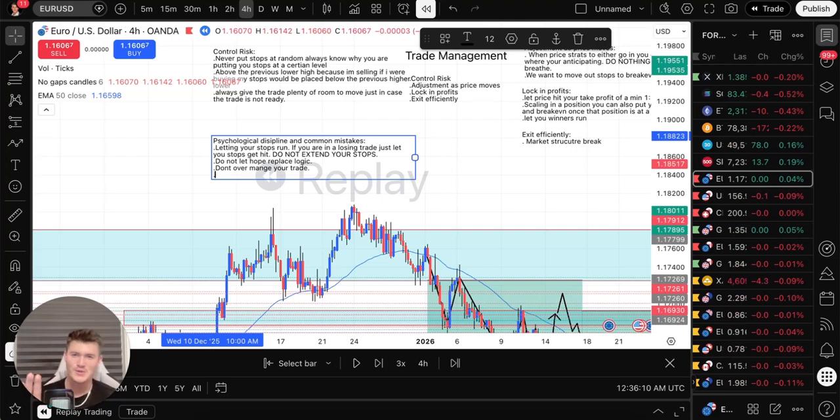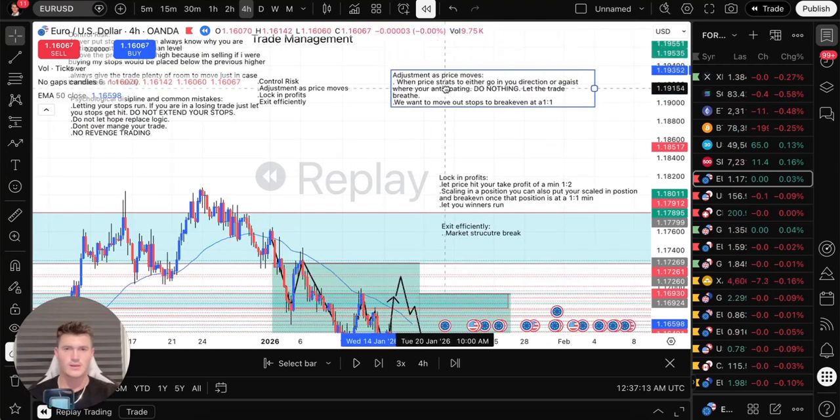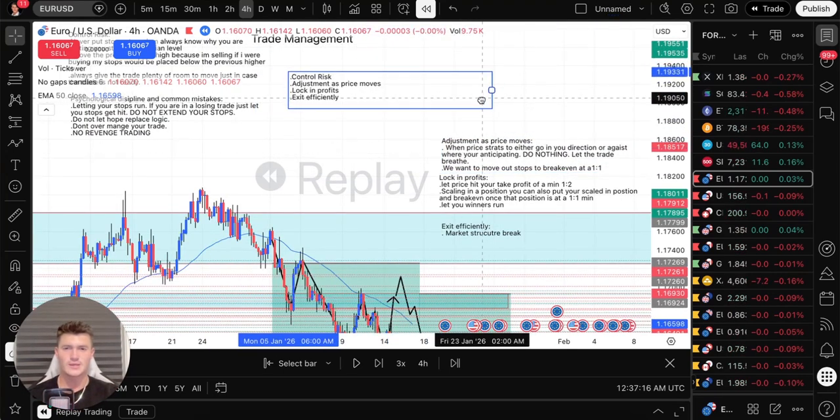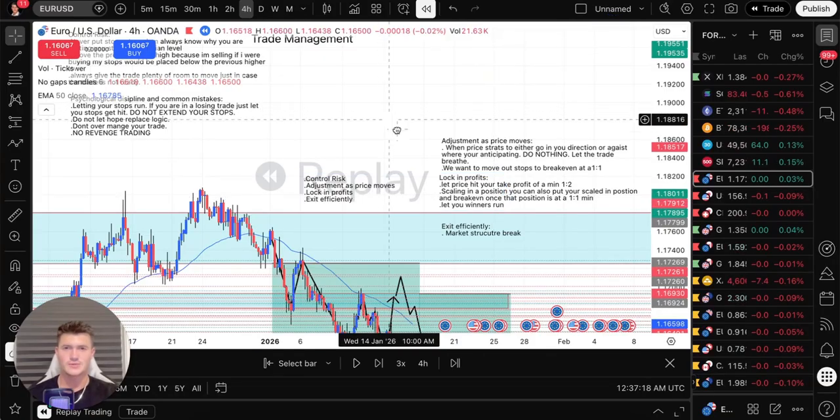It is phenomenal. And then last but not least here in the psychological section, we are going to, of course, mention no revenge trading. Don't hop in a trade just because you lose to try and make your profits back. 9.999 times out of 10, it's going to backfire on you and you're going to lose even more money. We don't want that. So I'm going to bring all these down here so that you guys also have the charts to look at too.